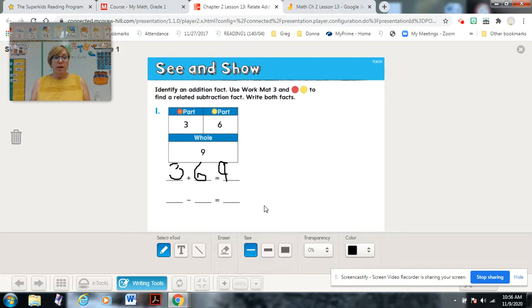Now, with subtraction, say it out loud. Which number do we always begin a subtraction number sentence with? Did you say the largest one? That's right. So which number do we begin with? The 9. Yep, the whole. In a subtraction number sentence, you begin with the whole.